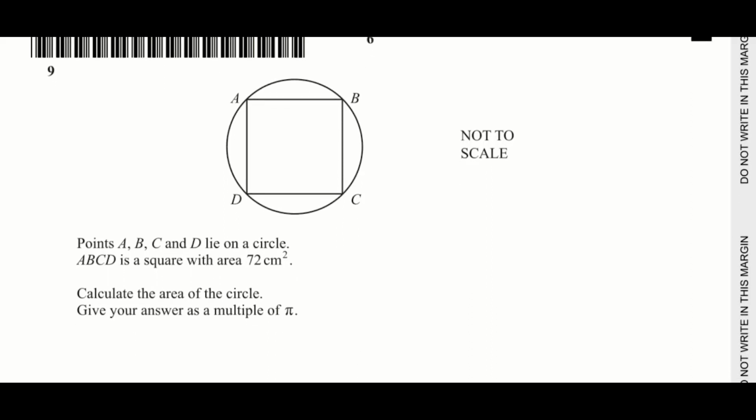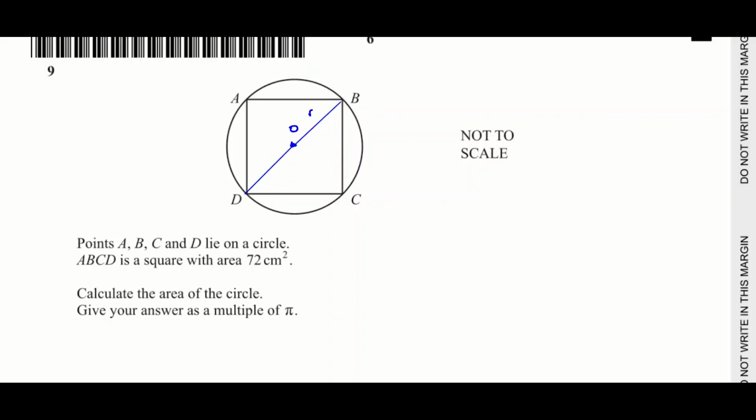Points A, B, C, and D lie on a circle. A, B, C, D is a square with area of 72 square centimeters. Calculate the area of the circle. Give your answer as a multiple of pi. So let's say this is the center of the circle, center O. We need to get the radius. The radius will be from here to here. To get the radius, we can find the diameter by using Pythagoras theorem.